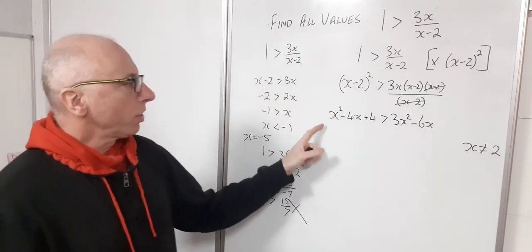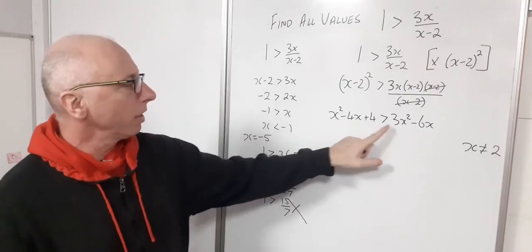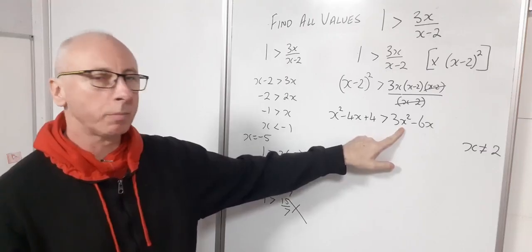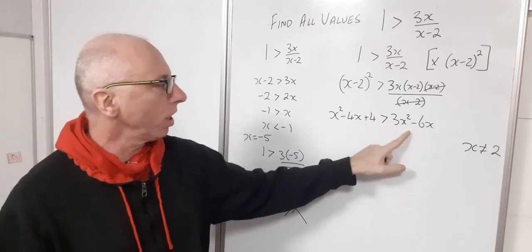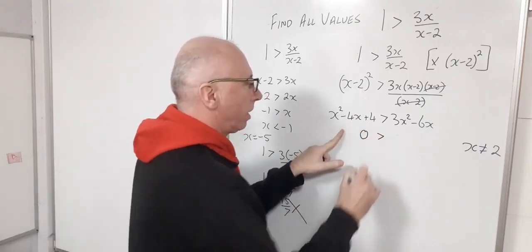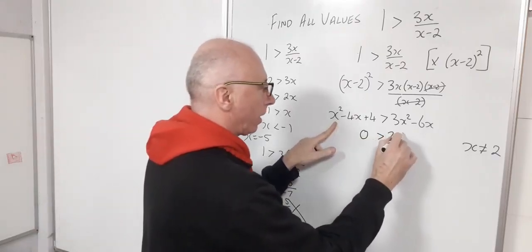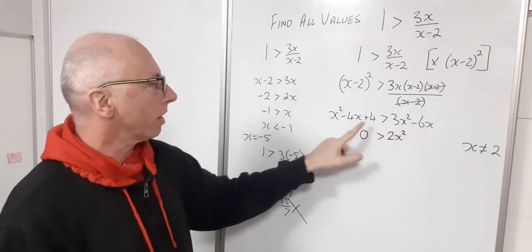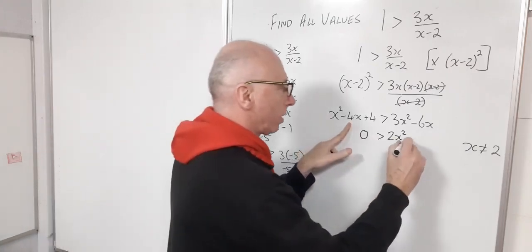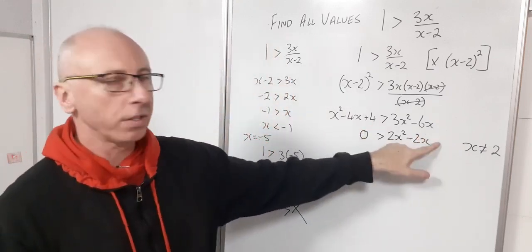So now my goal is to get everything on one side and set it to 0, because I'm going to end up with a quadratic term. That's going to help me tremendously in the end when I'm looking for my solutions. So if I bring everything across and make this side 0, I'm going to have 0 here, and now bring everything across. 3x squared minus x squared is 2x squared. Minus 6x and then add 4x gives me minus 2x. And then this plus 4, I send to the other side, minus 4.